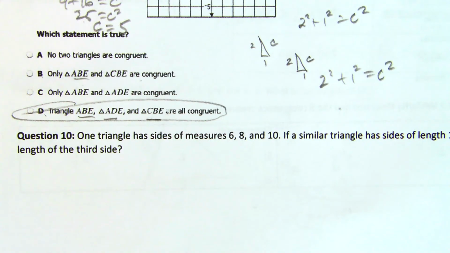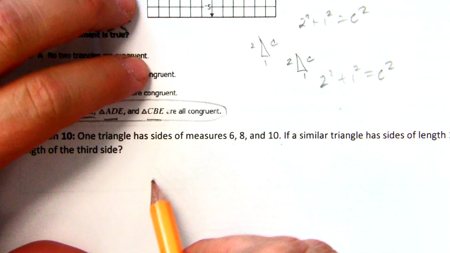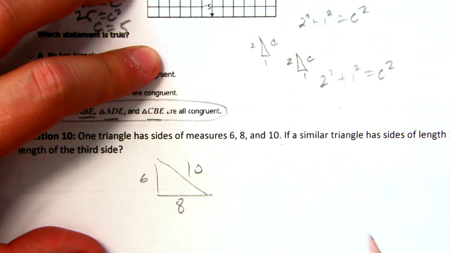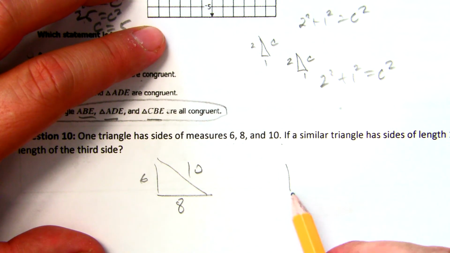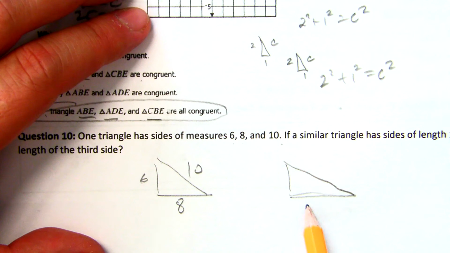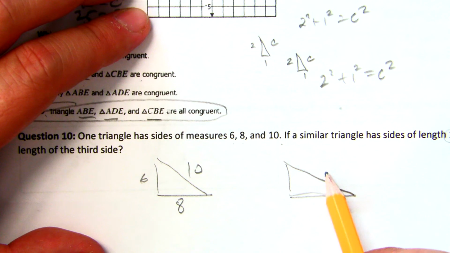Last one, number 10. One triangle has sides measured 6, 8, and 10. A similar triangle has lengths of 15 and 9. What is the length of the third side? This is a little confusing because 6, 8, 10, we get that. 9 and 15, it's not clear if the 9 is the shortest side or the middle side. 15 could be the second side or the longest side.